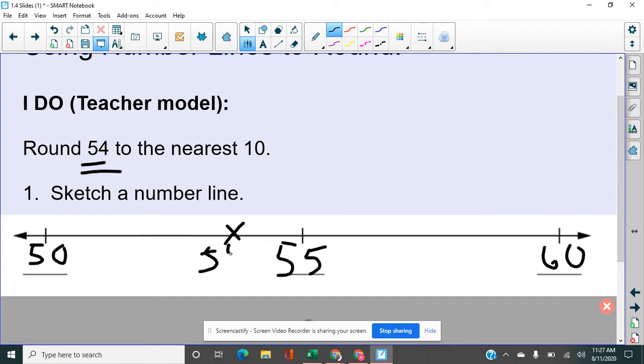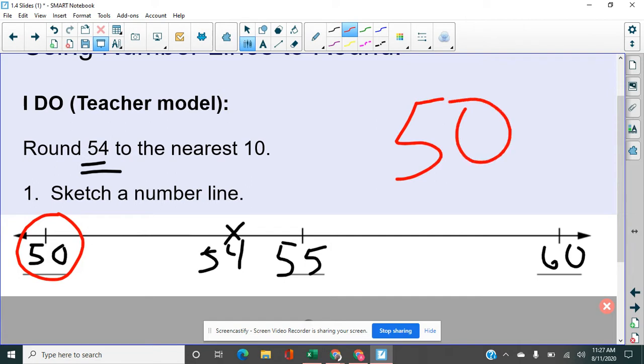And I put that on the number line like this. And so now to answer the question, is this 54 closer to 50 or is it closer to 60? It is closer to 50. So my answer for this question is 50. When I round 54 to the nearest 10, I get an answer of 50.